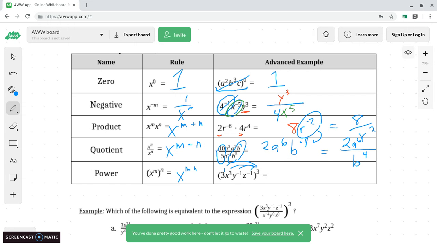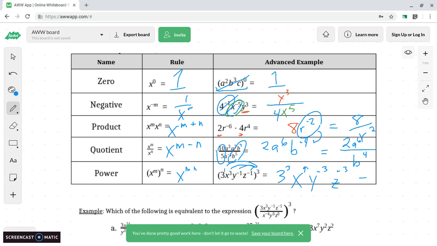And so we can multiply our exponents. So we're going to have 3, and our exponent 1 times 3 is 3. We have x, and then we multiply our exponents, so we get 9, so x to the 9th, y to the negative 3rd, and z to the negative 3rd.